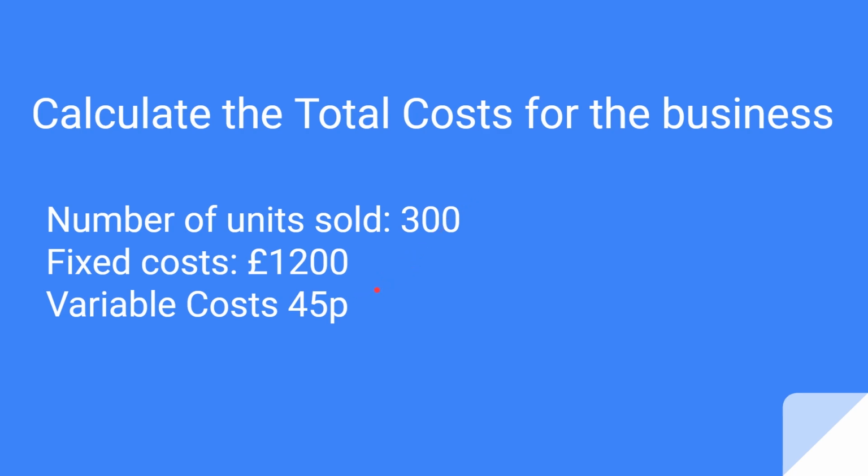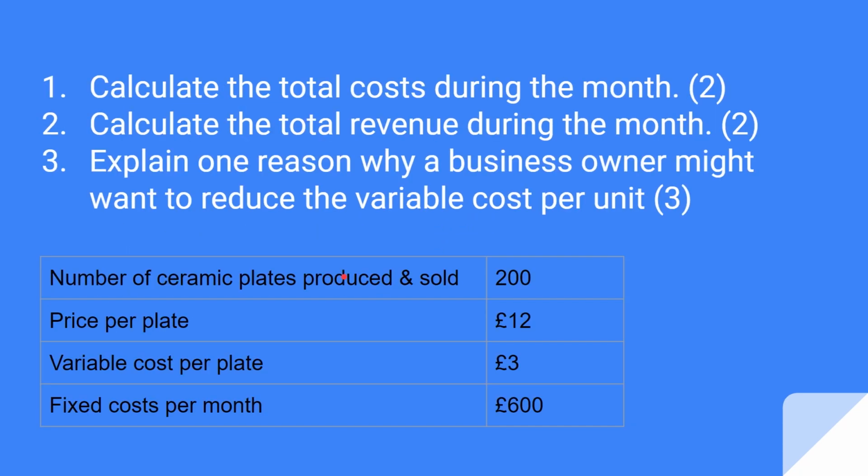Now these are all 2-mark questions, the calculate questions, so therefore you want to be multiplying the variable cost by the quantity to get your total variable cost. And when you multiply through, what do you get? Well, you get £135 of variable cost. So in this example we can see that the actual total cost faced by the business is going to be £1,335. So 300 times 45p added onto our fixed costs. Lovely job.